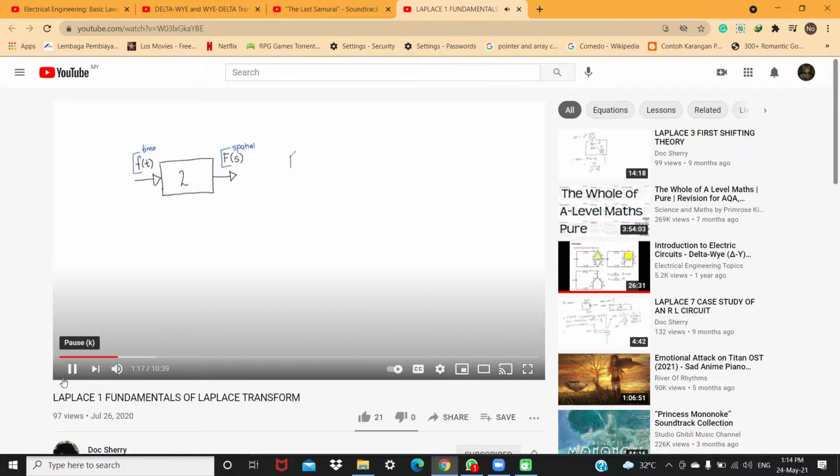a function in the spatial domain, which is the output of the Laplace transform, is an integration from 0 to infinity. Again, if you have an integral, you have at the end dt. So your input here, which is the function in the time domain, needs to be multiplied with a kernel function, which is an exponential to the power of negative st.